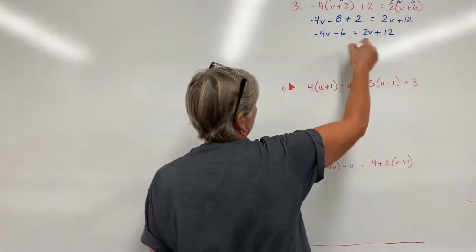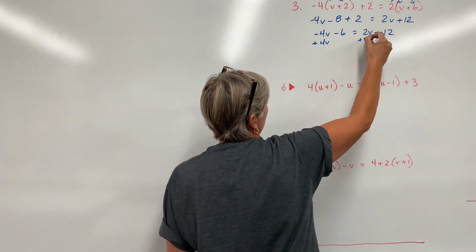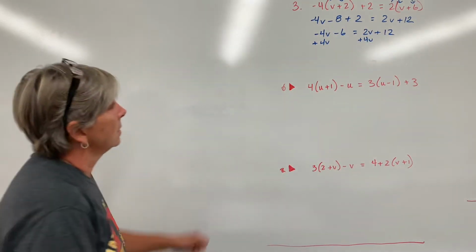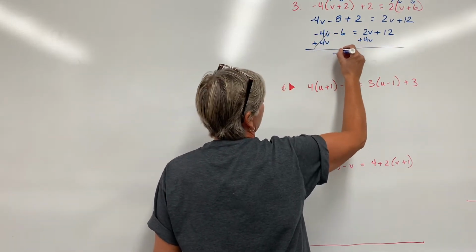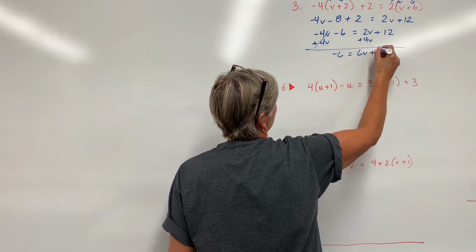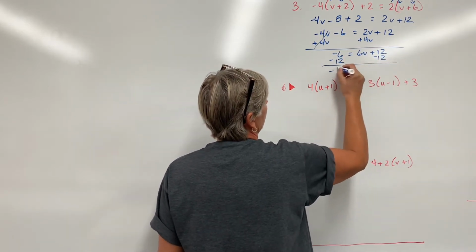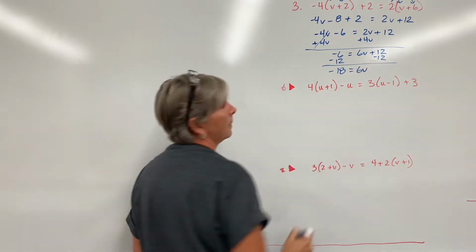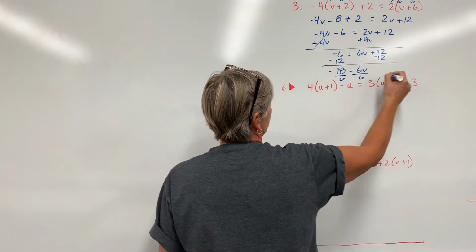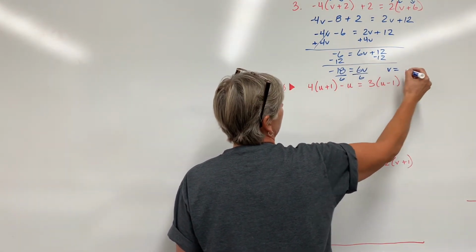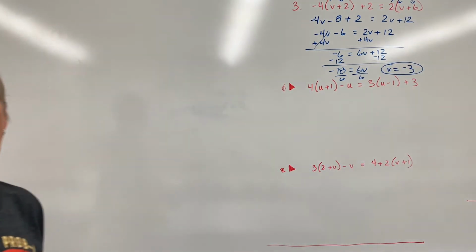I don't always have to put the v on the left side, but you can. I'll just show you, you could also move this 4v over. If this is a negative 4v, I'm going to add 4v to get negative 6 equals 6v plus 12. Then I'll subtract the 12, and I get negative 18 equals 6v. My last step is to divide by 6, and I'll put my answer over here. So v equals negative 18 divided by 6, which is negative 3. So I get a single answer for that.